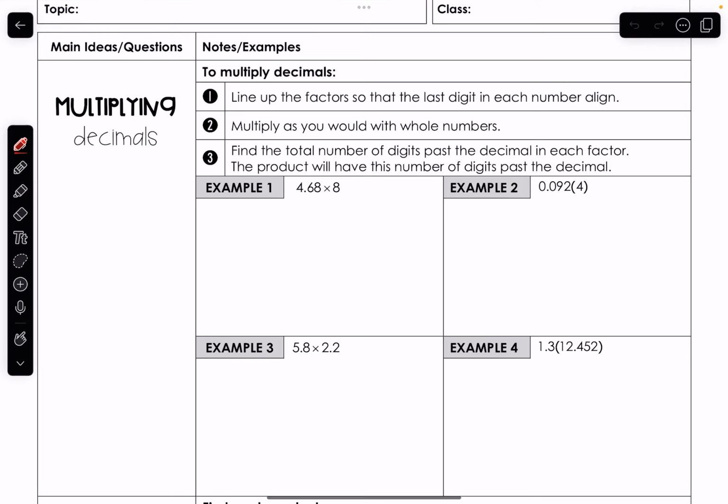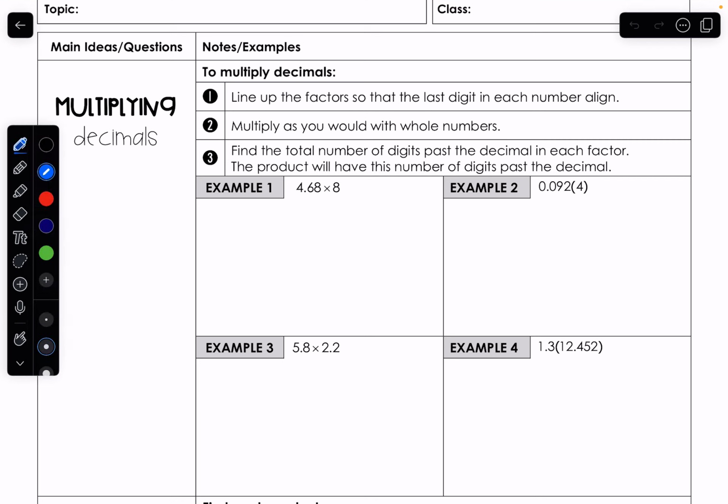All right, today we're going to talk about multiplying decimals. And I know, this is another review. You guys have done this already. You're familiar with how to multiply decimals, but we want to touch base on it and make sure we are clear on how to do everything.